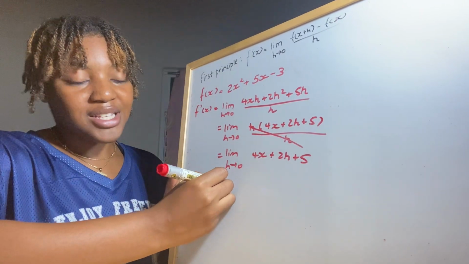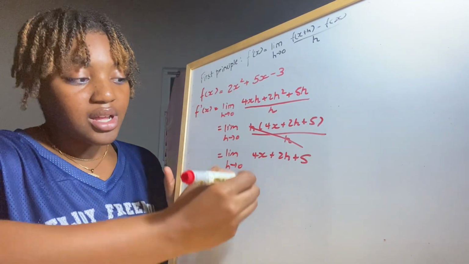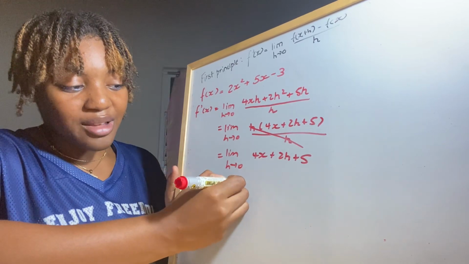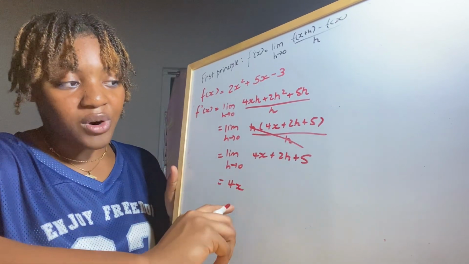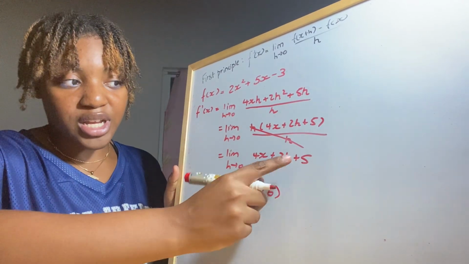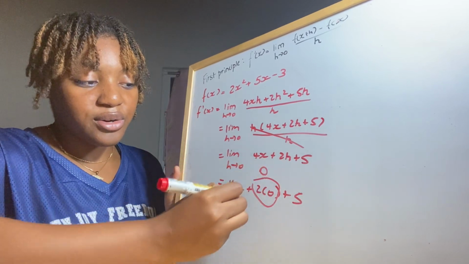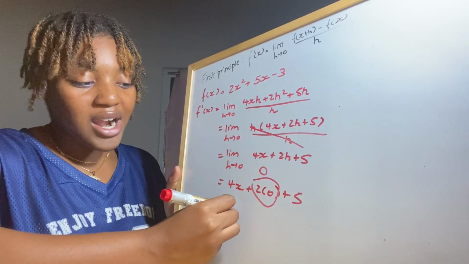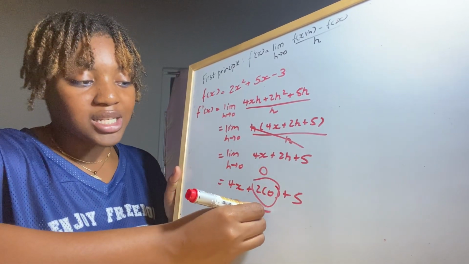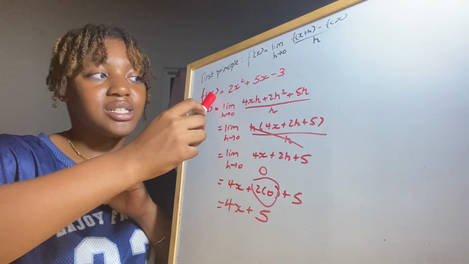Our next step is direct substitution. Wherever we see h, we're going to replace it with 0. So therefore, the limit of this function would be 4x plus 2 times 0, because that's where we see h, plus 5. This would give us 0. So we're left with 4x plus 5 as our first derivative of this function.